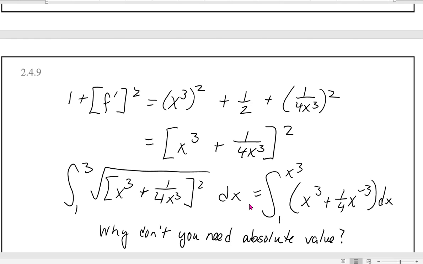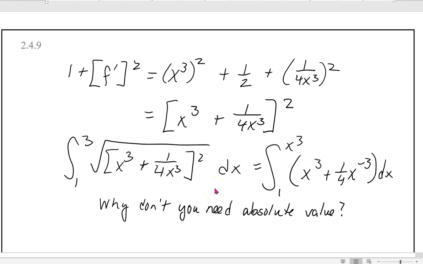When we have the square root of something squared, we would normally get absolute value, but in this case we can ignore the absolute values. Why can we ignore the absolute values? Think for a moment about what the limits of integration are. They're going between 1 and 3. That means, because they're going from 1 to 3, my x values are strictly positive. If the x values are strictly positive, then what's under the radical is strictly positive, and therefore we can ignore the absolute values.